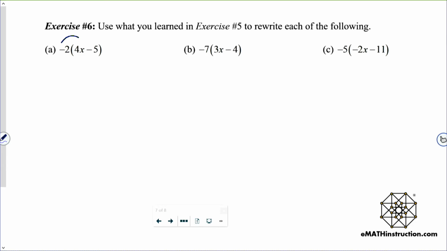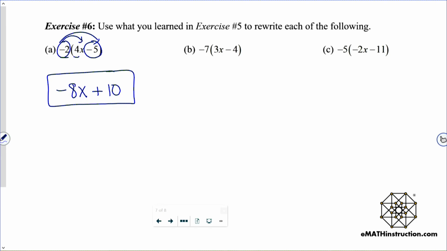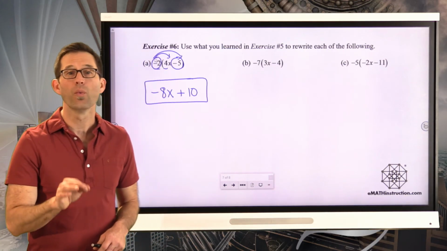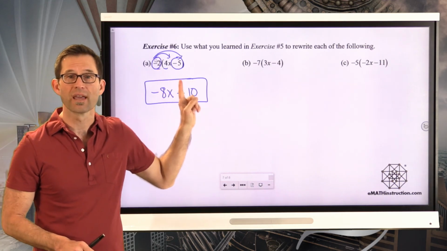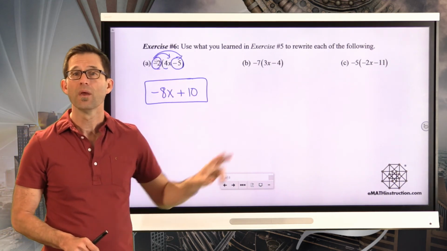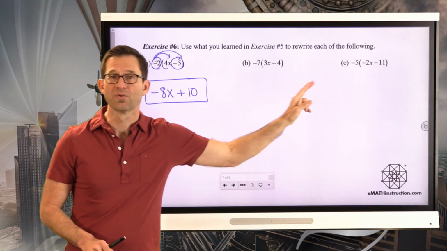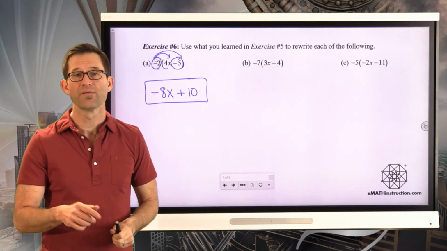So in letter A, what I want to do is multiply everything through by negative 2. So negative 2 times positive 4 will be a negative 8 times x. But then I really kind of want to think about this as negative 2 times negative 5, which would be a positive 10, right? So that 4x becomes a negative 8x, and that, if you will, negative 5 becomes a positive 10. Negative 2 times negative 5, positive 10. Why don't you go ahead and work out the answers to B and C. Pause the video now.